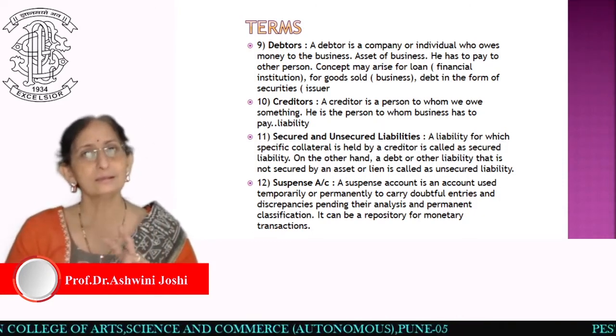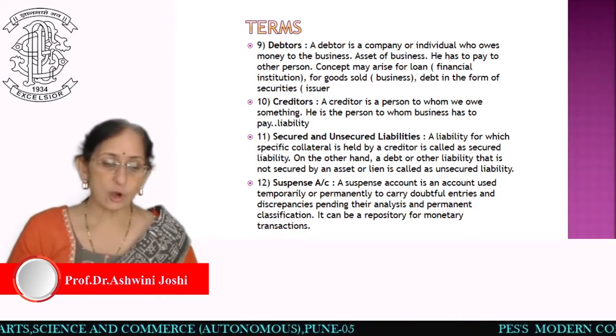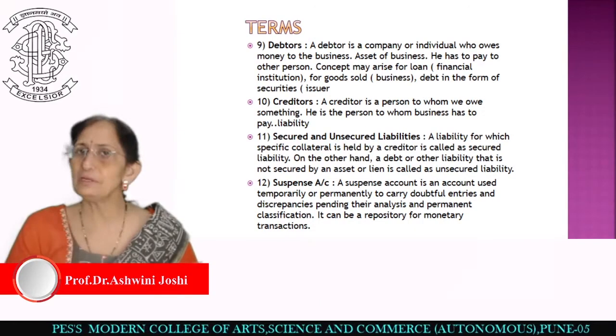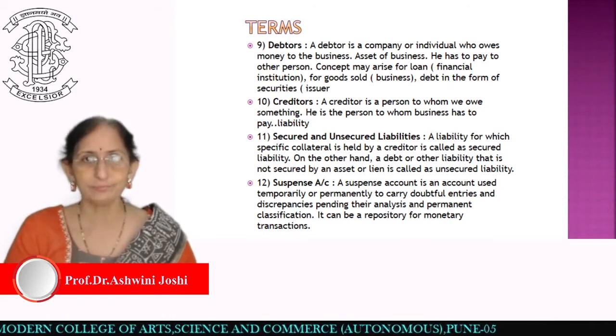So, debtors and creditors. The next term is what? Secured and unsecured liabilities. Secured liability means what? It is the liability for which some asset is given as security. That we call a secured liability. Any liability holder will prefer such type of security because his interest gets safe. If after a few years you fail to make him payment, then what will he do? He will sell that asset in the market and recover his dues.